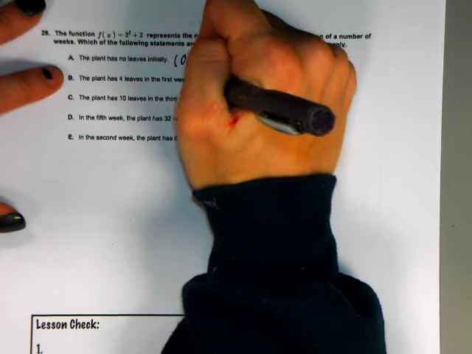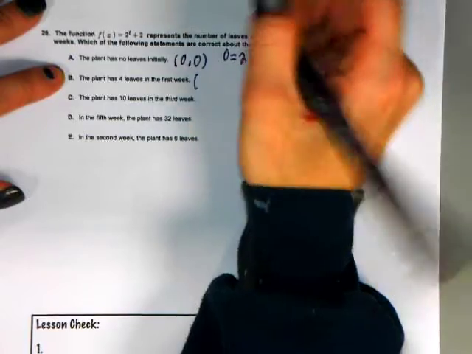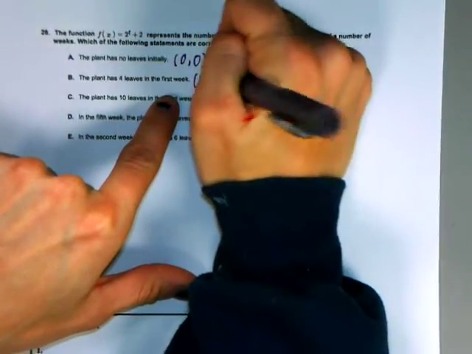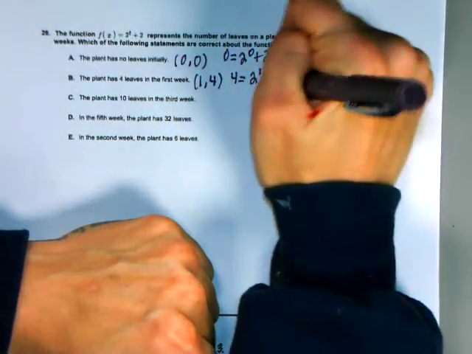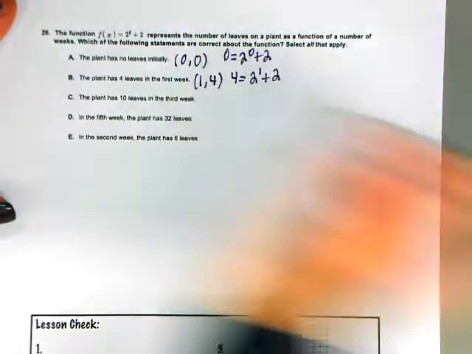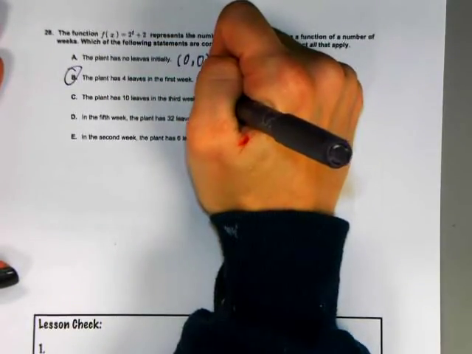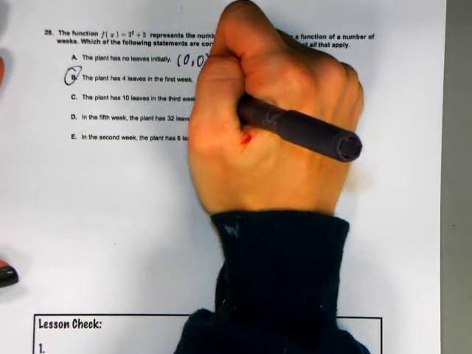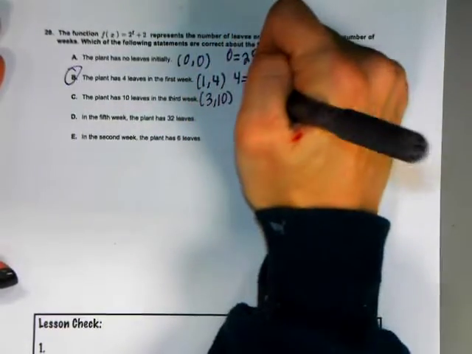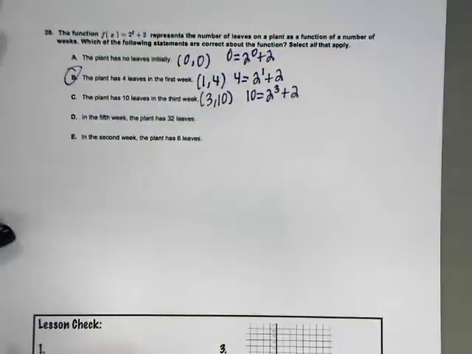Okay, so for B, it says the plant has 4 leaves in the first week. So what point would that be? First week, so 1 week, and then 4 leaves. So we're going to do 4 equals 2 to the first power plus 2. Does that work? Yes? Okay. Then C, the plant has 10 leaves in the third week. What point is that? Yep, (3, 10). So we have 10 equals 2 to the third power plus 2. Does that work? Yep.